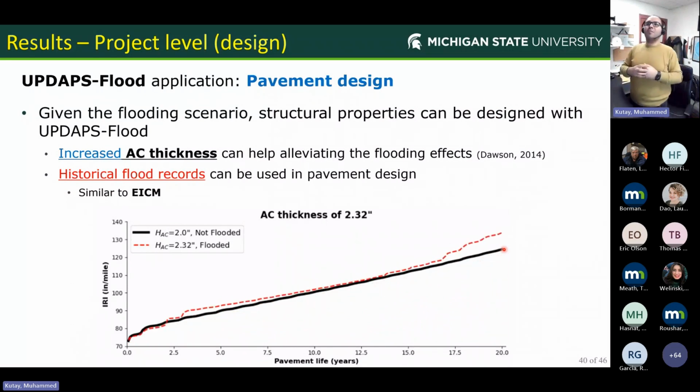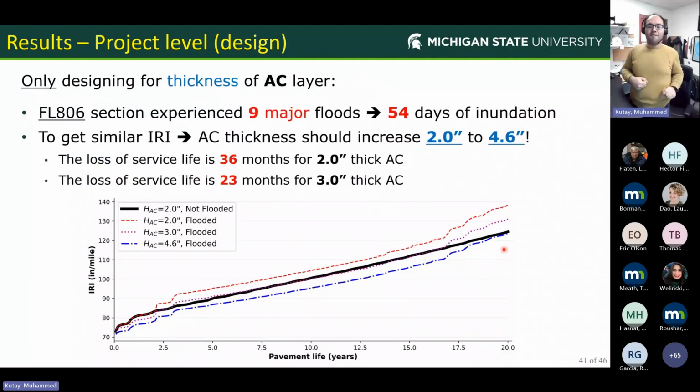So this is a corrective action that is well established in the literature as well, the increase of the AC thickness. And you can use the UPDAPS-Flood to design your pavement to be more resilient against flooding. And it is not limited only to increasing the thickness of the AC. In UPDAPS-Flood, you can change any input parameter for the pavement analysis and play with those to find the best optimum design for a pavement section to minimize the cost and maximize the resiliency against flooding. The same thing is shown in this figure.